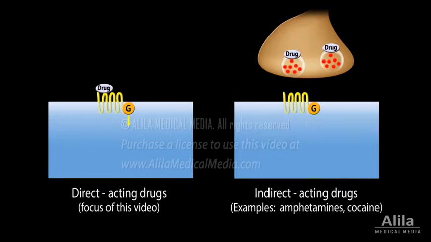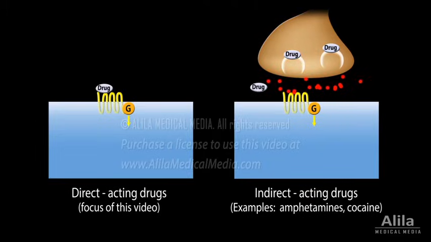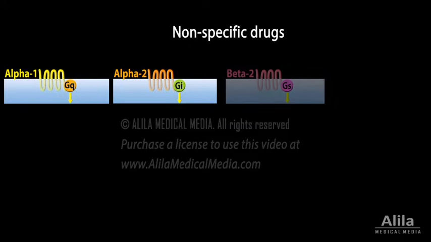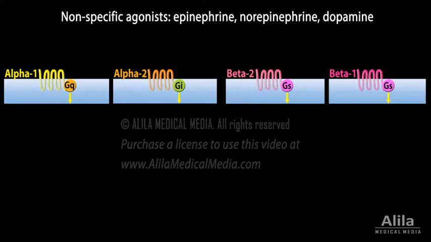Most adrenergic drugs act directly at the receptors. Only a few act indirectly by promoting neurotransmitter release or by preventing its degradation. Non-specific drugs are those that can bind to several receptors. Non-specific agonists include epinephrine, norepinephrine, and dopamine. Their relative activity via different receptors depends on the dose administered.